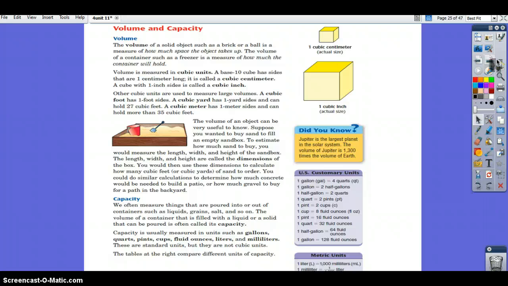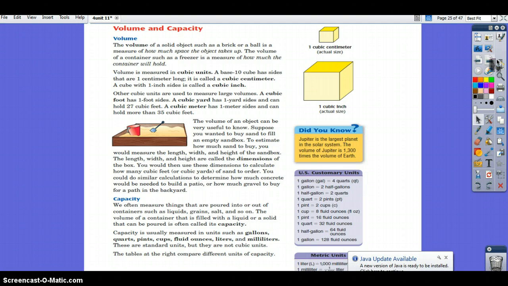A base 10 cube has sides that are 1 centimeter long. It is called a cubic centimeter. A cube with 1 inch sides is called a cubic inch. Other cubic units are used to measure large volumes.